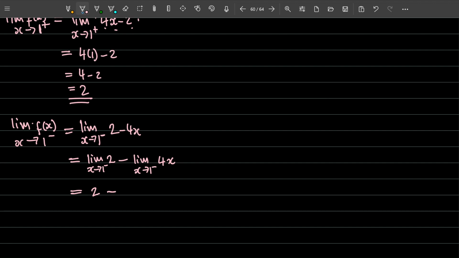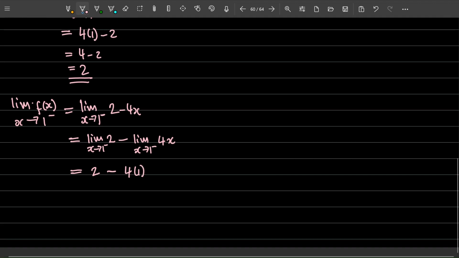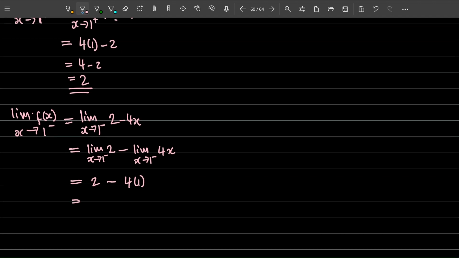Then minus, in here, you'd say limit as x approaches 1 from the right of this. You'd say it'll be 4 by 1. You feed into where x is. So it's going to be 2 minus 4 by 1, which is just 4. 2 minus 4 is negative 2. You are done.